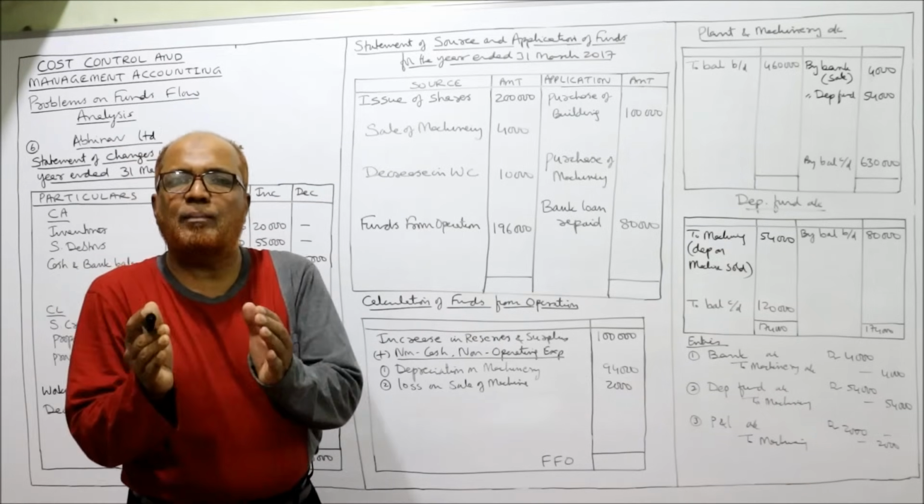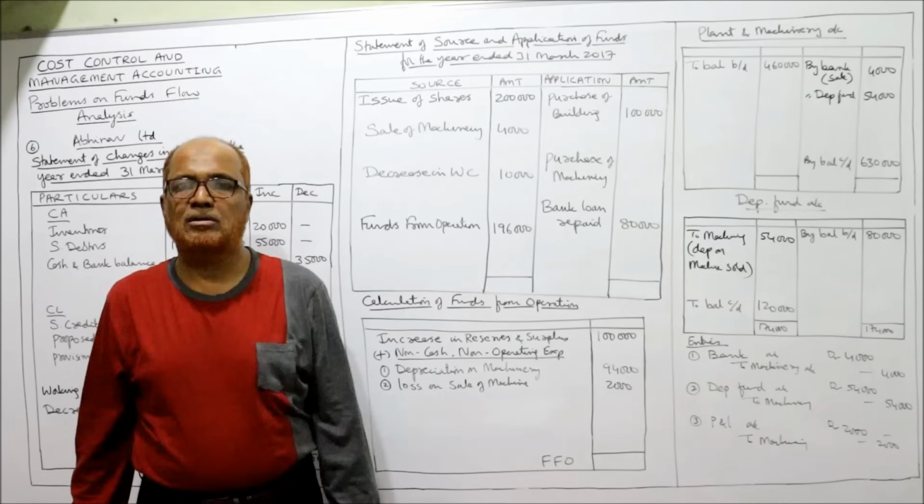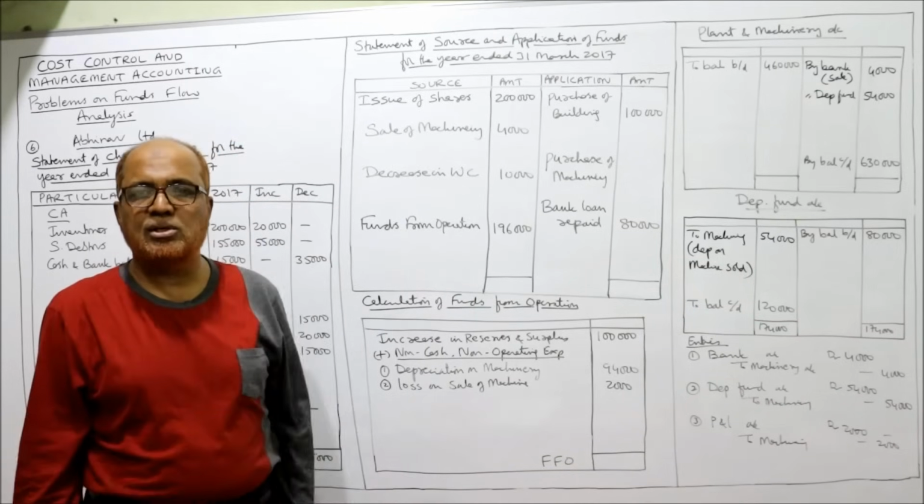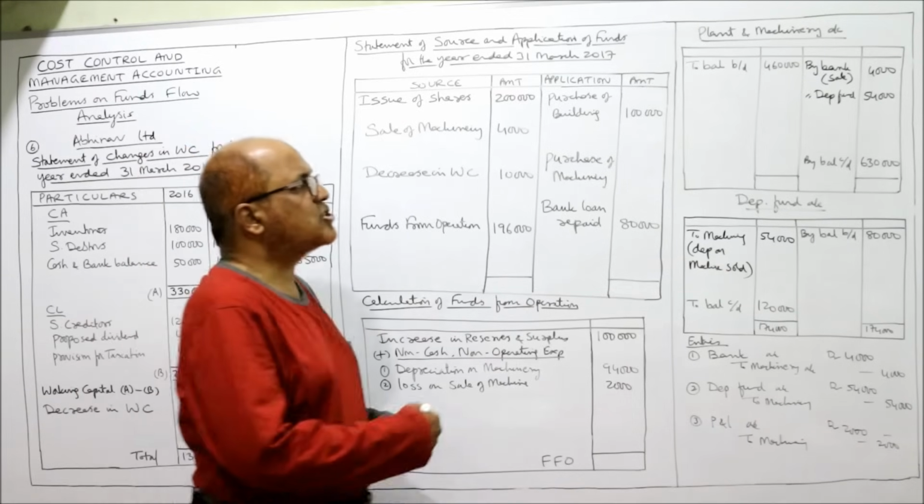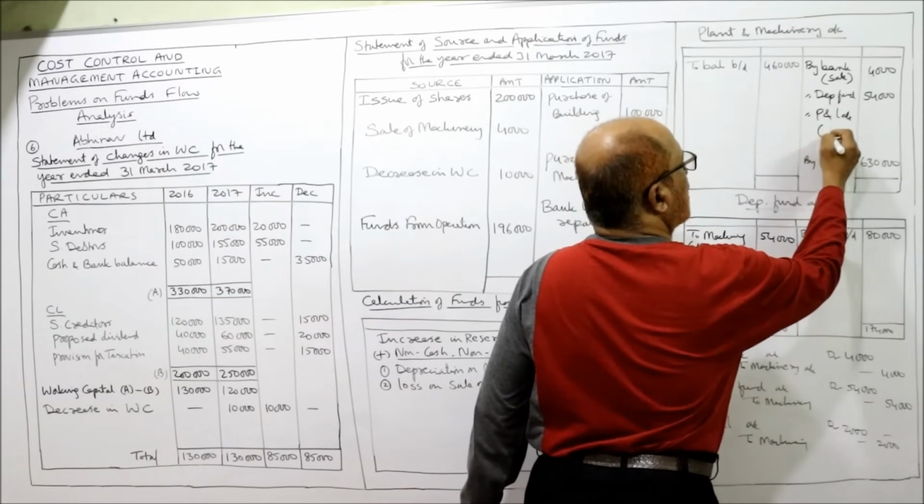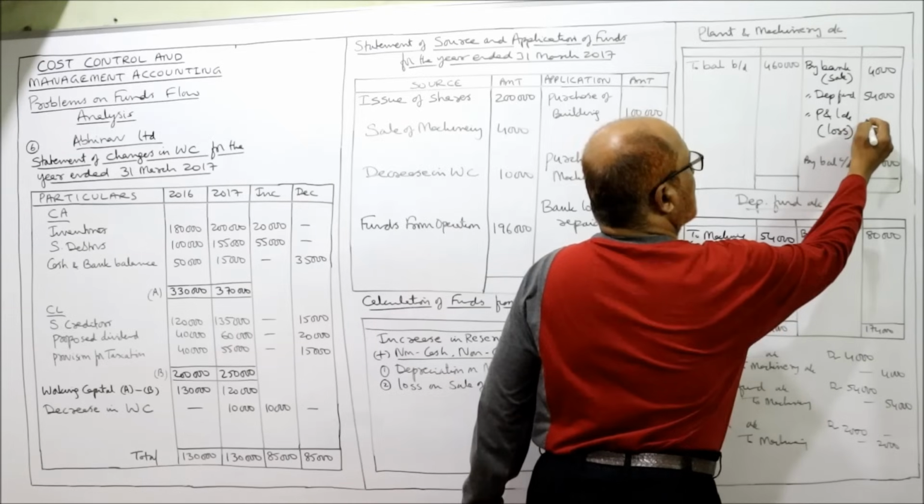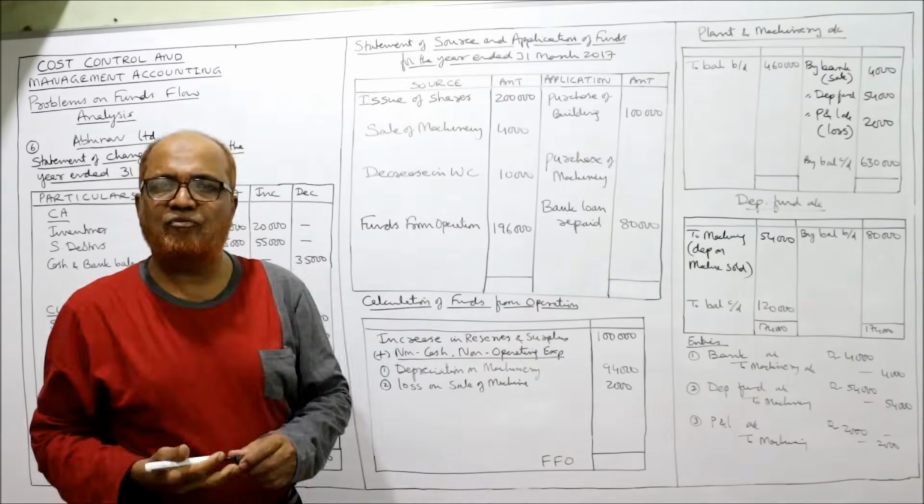Third entry will be regarding loss. Actually, the book value of the machine was 6,000 and it was sold for 4,000. So 2,000 is the loss. Entry profit and loss account debtor to machinery account. So machinery account credit side by P and L account loss. The loss is 2,000. That's it. All the three entries we have posted.